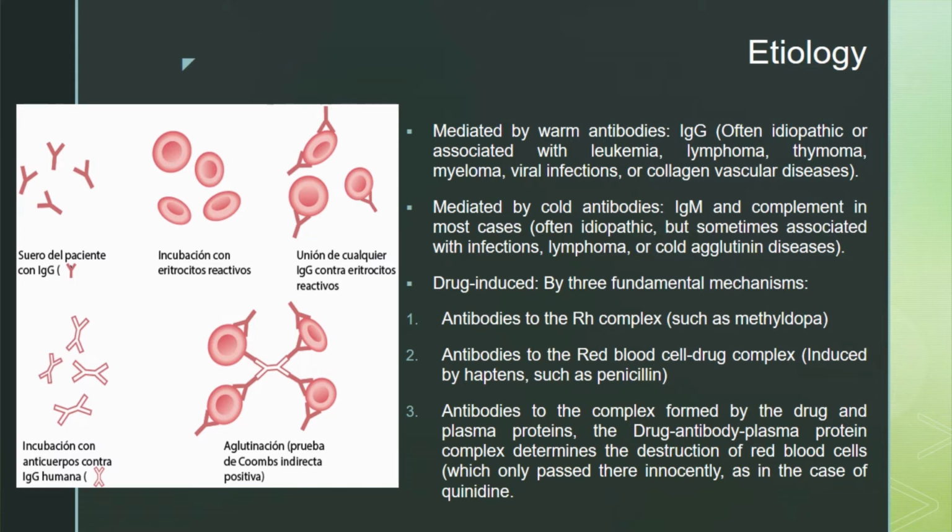It can also be by three fundamental mechanisms. The first of them is antibodies against the Rh complex, such as methyldopa. The second is antibodies against the complex of red blood cells and drug-induced haptens, such as penicillin. And the third is antibodies against the complex formed by the drug and plasma proteins, the drug-antibody plasma protein complex that determines the destruction of red blood cells, which are only innocent bystanders, as in the case of quinidine.